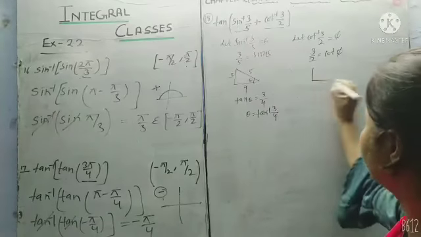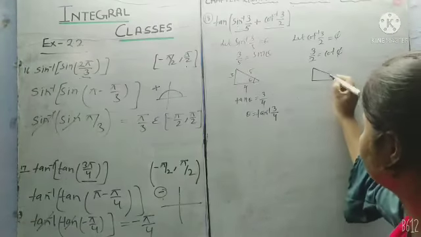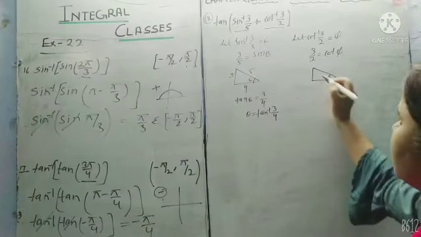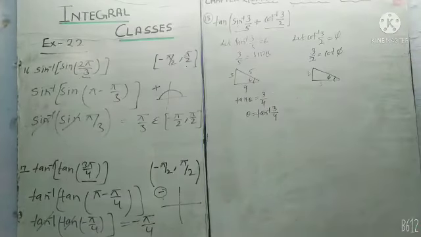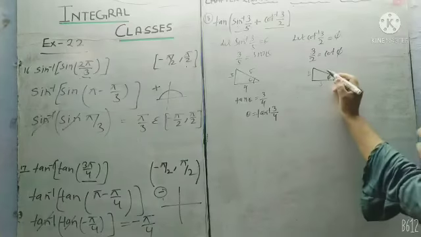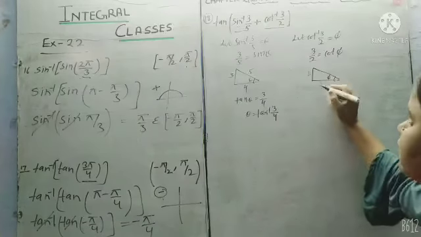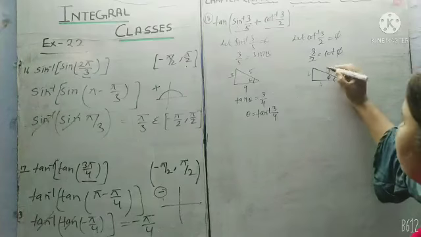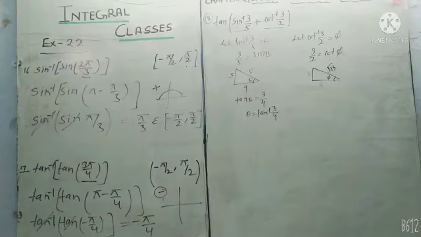Now again we will draw a right angle triangle with angle phi. Base is 3 upon 2, base upon perpendicular. Now we will find the hypotenuse: 3 squared is 9 plus 4 is 13, so it will become root 13 here.